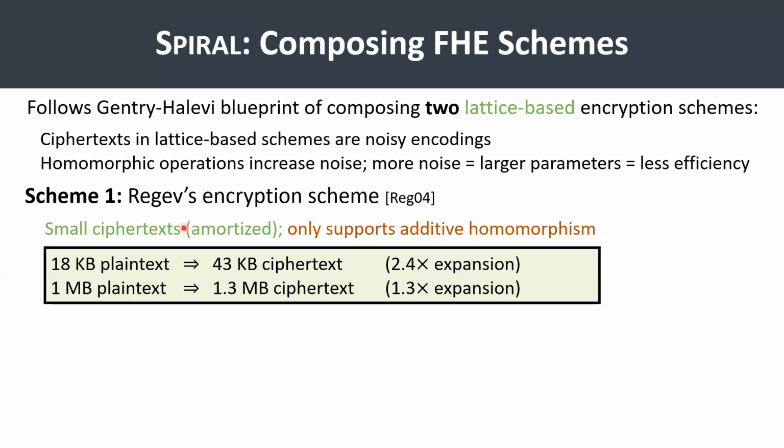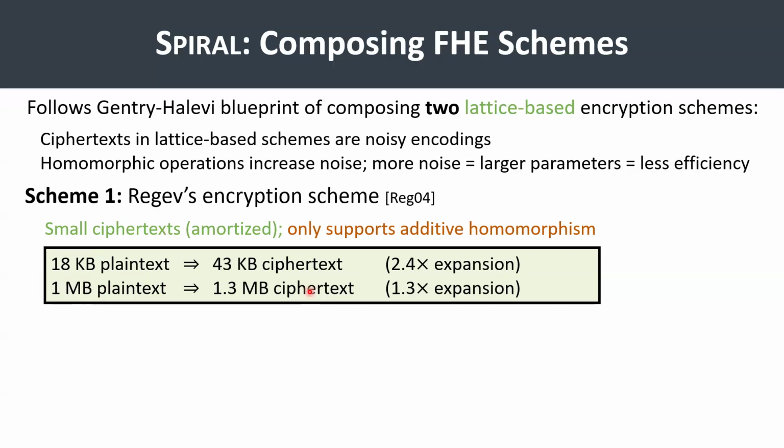The first is Regev's encryption scheme. This actually goes all the way back to Regev's original work introducing the learning with errors problem. Regev's encryption scheme has a very nice property in that the ciphertexts are small. For instance, if I want to encrypt, let's say, 18 kilobytes of message, I need a ciphertext that's only about 43 kilobytes, so only 2.4 times bigger than the size of the message. And as the message gets bigger, this actually gets better, right? If I want to encrypt 1 megabyte, my ciphertext is only 1.3 megabytes long.